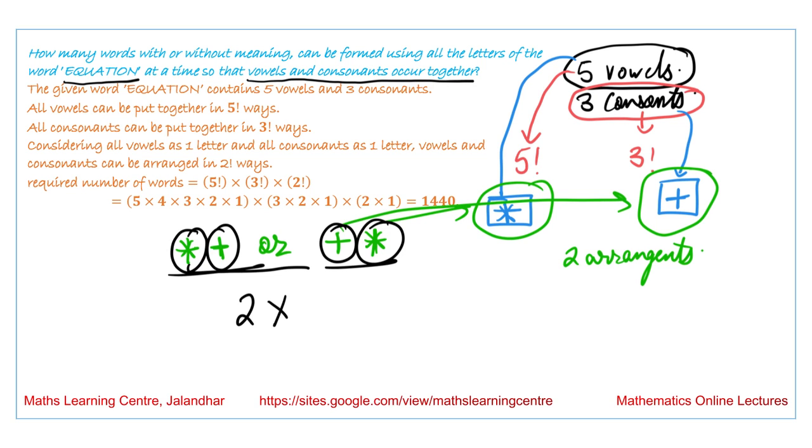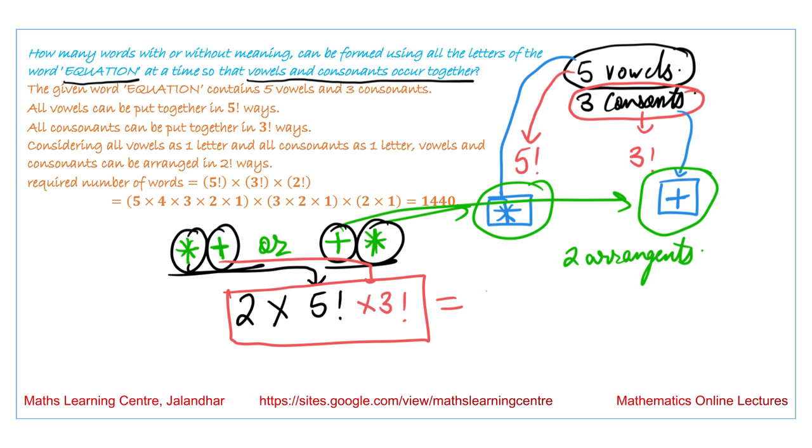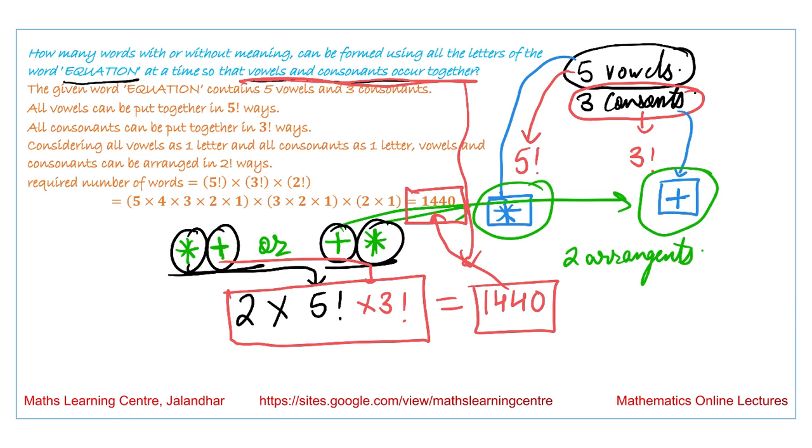Then the number of arrangements for the vowels is 5 factorial. The number of arrangements we can make for the consonants is 3 factorial. So the total number of ways is 2 into 5 factorial into 3 factorial, and the answer we obtain is 1440. So these are the number of ways of making the word so that vowels and consonants occur together.